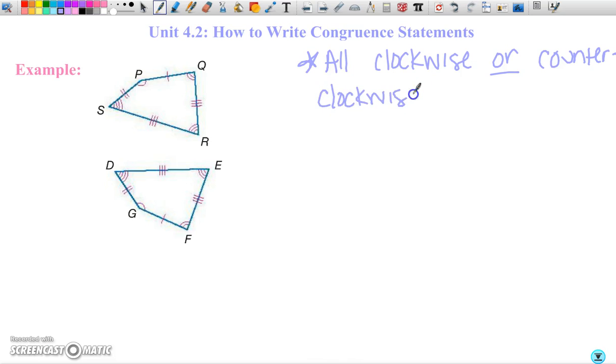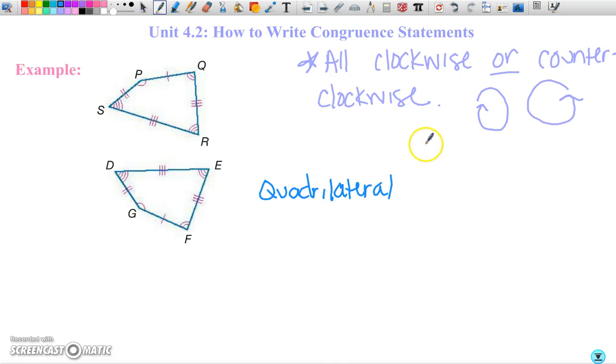Okay, so all clockwise or counterclockwise, you get to choose the order. So you're either going all around this way or you're going all around this way. It doesn't matter. So this is a quadrilateral. So I'm actually going to write the term quadrilateral. Lateral, there we go. This just wasn't working. And so let's say I name this PQRS.